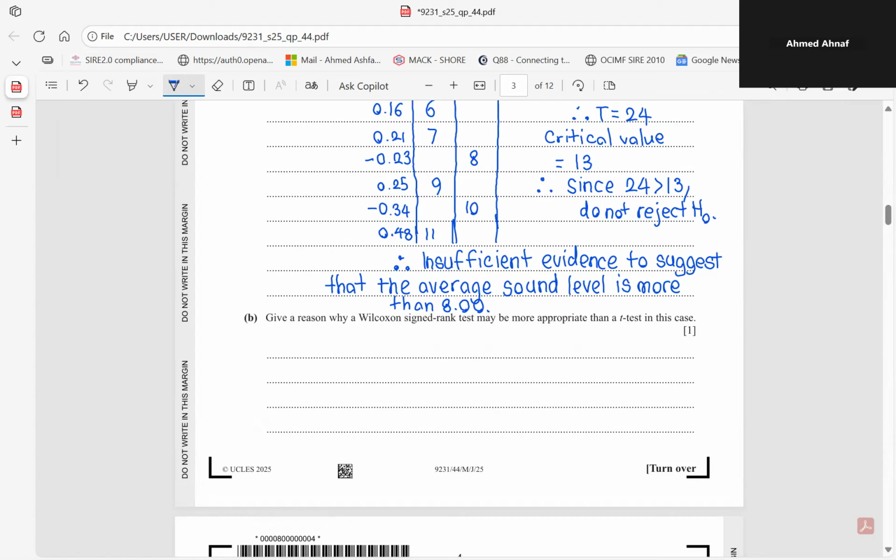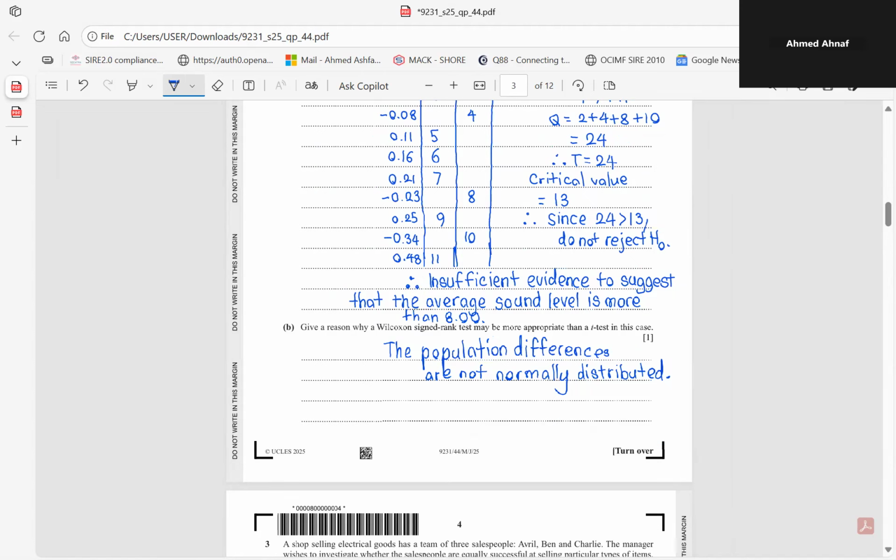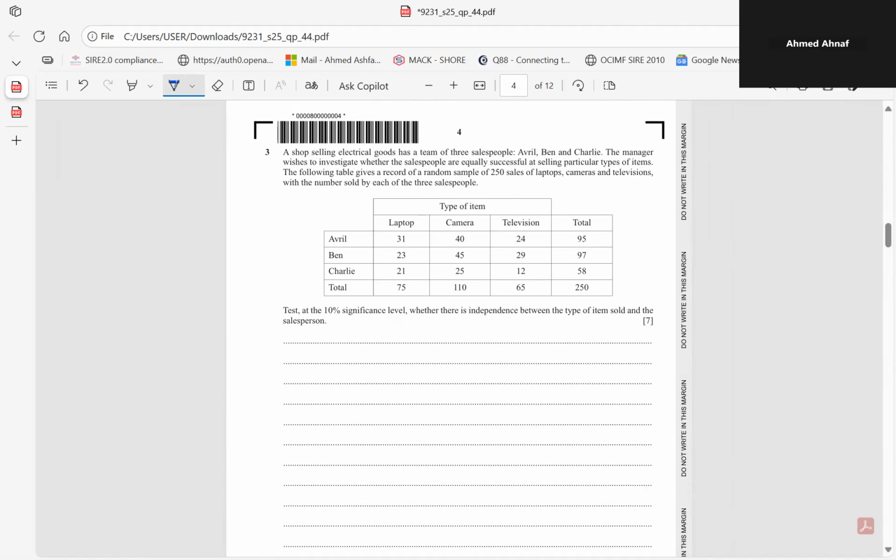So we can say that the population differences are not normally distributed. Population here is a keyword, by the way, so you should always use this word in your hypothesis testing, for all types of hypothesis testing. Okay, so this would be the final answer for this part. Let's head on to the next question.